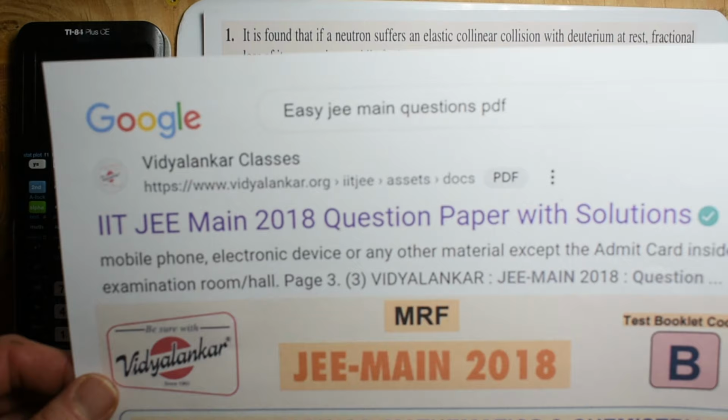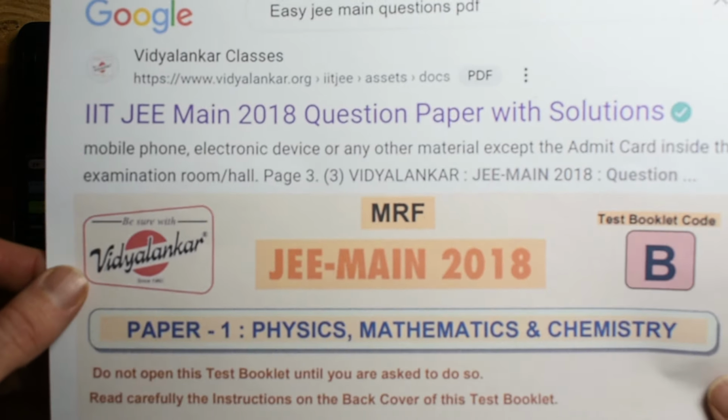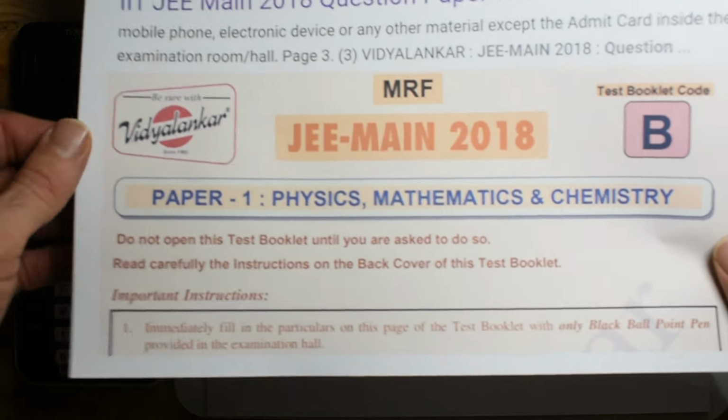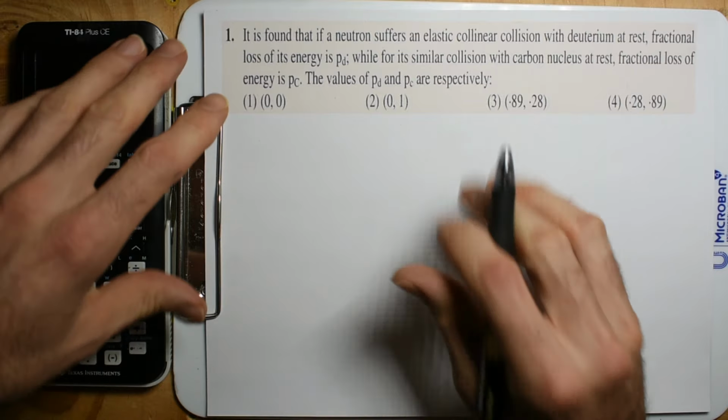Alright, so we have JEE Main, 2018. I just Googled for PDF questions and this came up. This one had solutions, but everyone's just got technical solutions for these problems. And this one involves collisions.